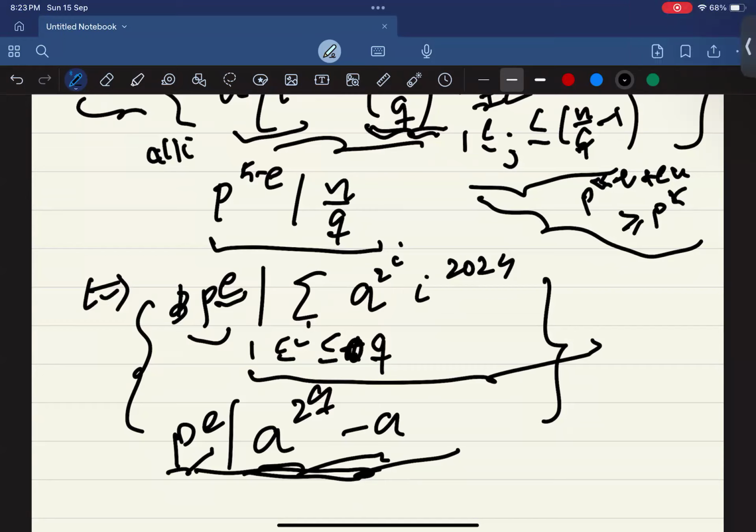Yes. So that is the contradiction. If every prime power of n divides the sum, then n also divides the sum. But we started off assuming n does not divide the sum. Yeah, that was the condition.